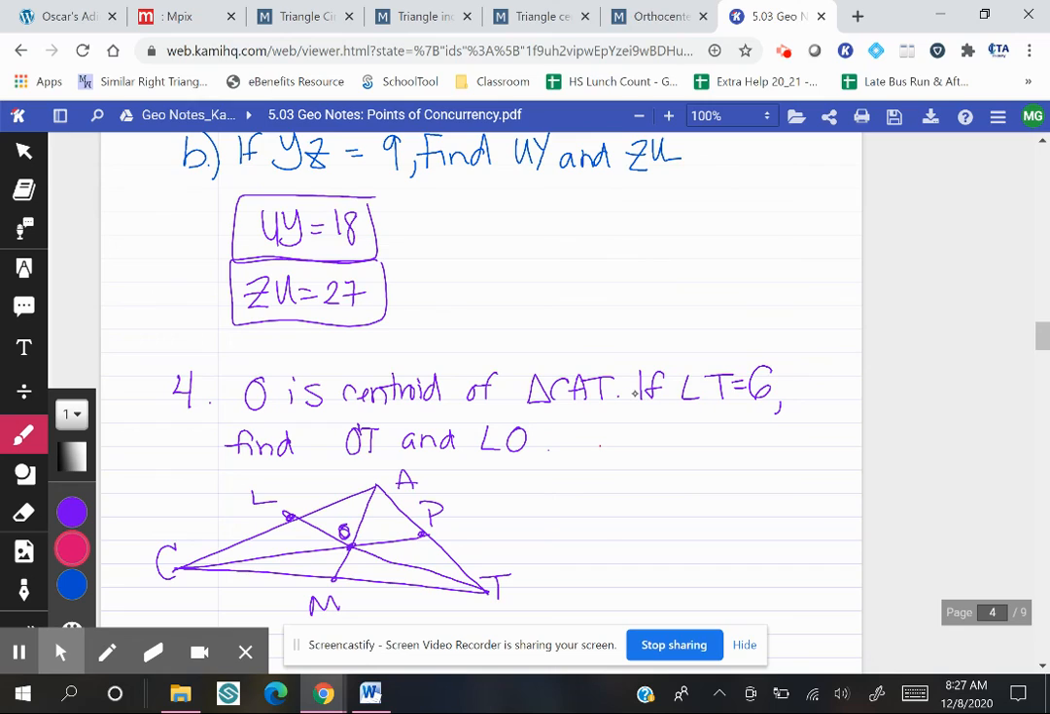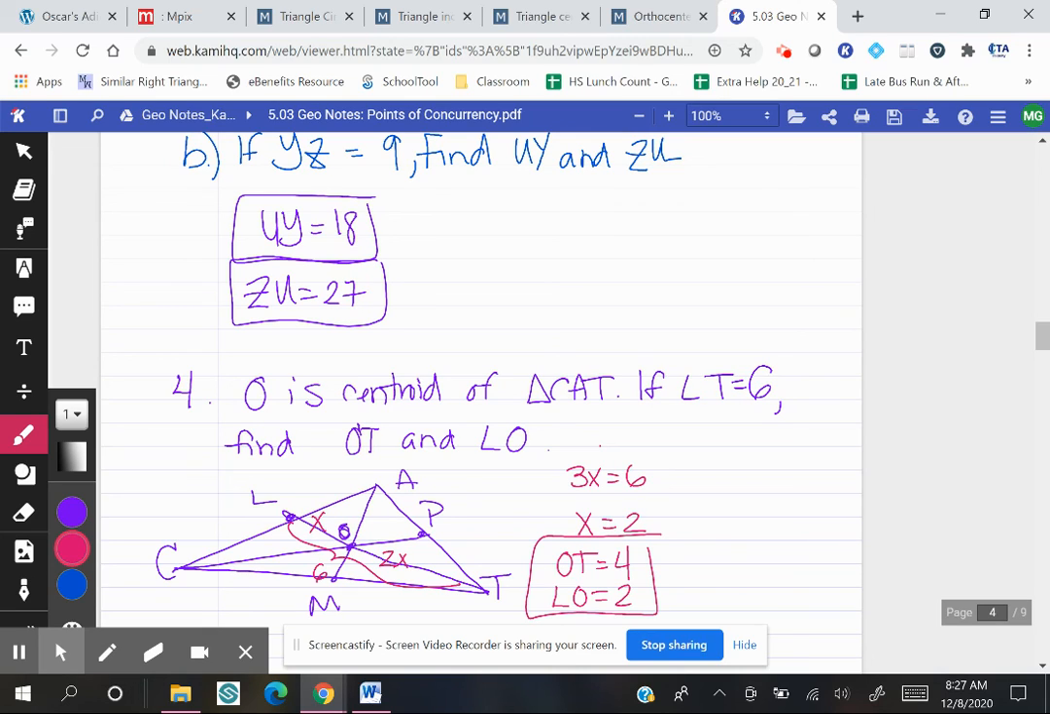All right, so this time you were given that the length of the whole thing was 6, and you want to find OT and LO. So again, you can label them as your 2x and your x. Set up your equation, so you'd have 3x equals 6. So you get x equals 2. So OT is 2 times 2, so that would give you 4. And LO would just be your 2.